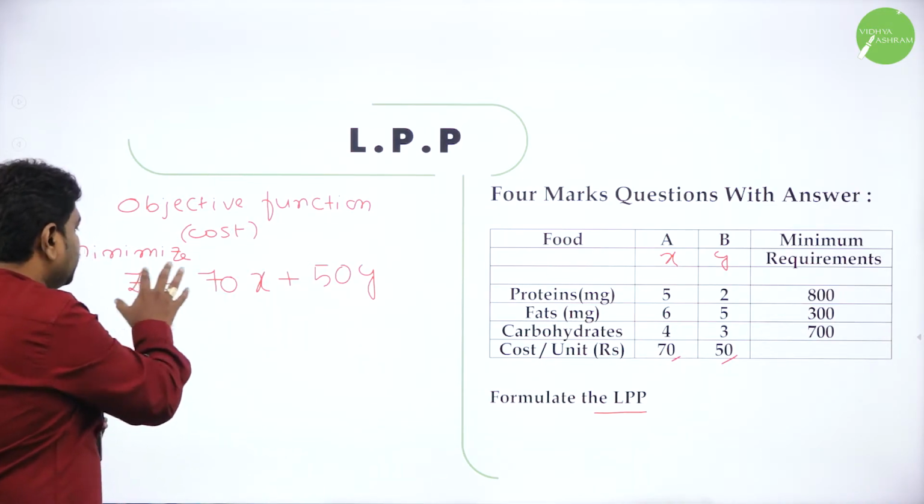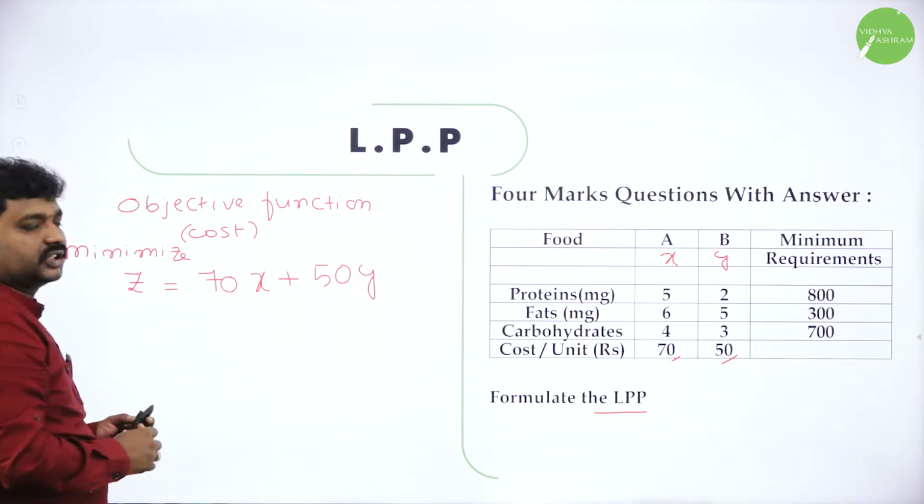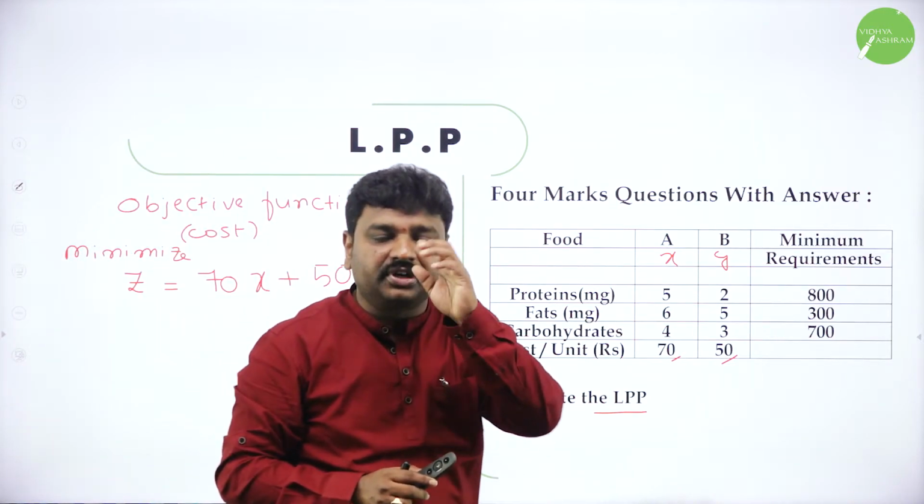So this we need to minimize. Minimize z is equal to 70x plus 50y. And we call this as objective function. So first, in the formula, you should see which is an objective function.